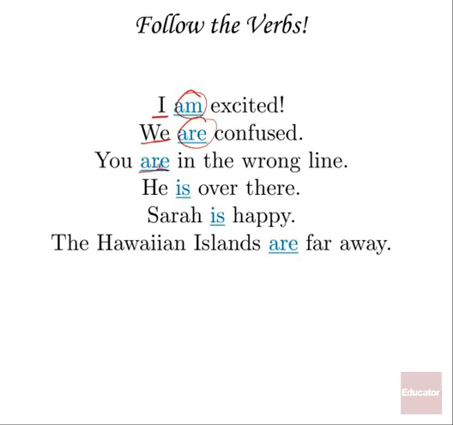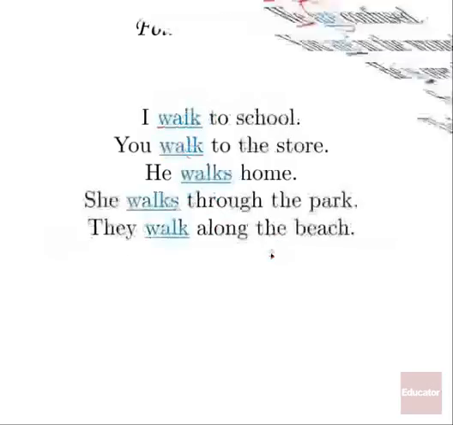You are in the wrong line. That could be either singular or plural. He is over there, third person. Sarah is happy, third person again. And the Hawaiian Islands are far away, third person plural in that case.